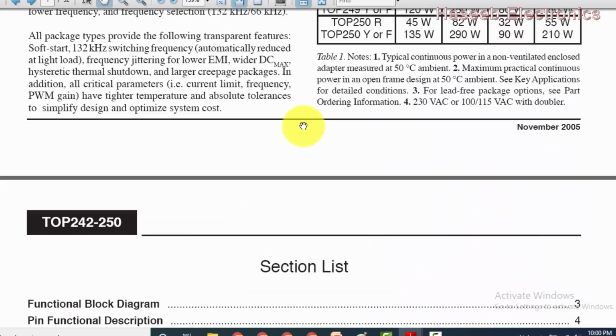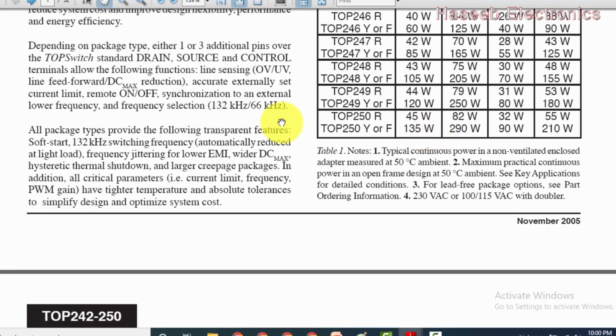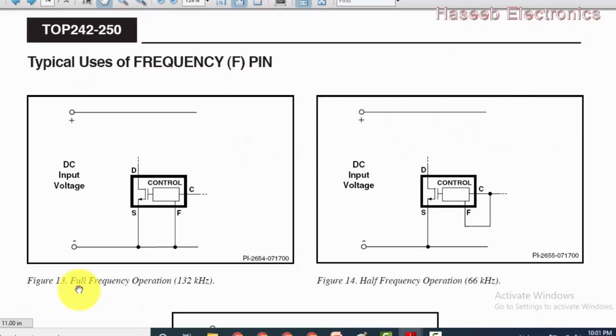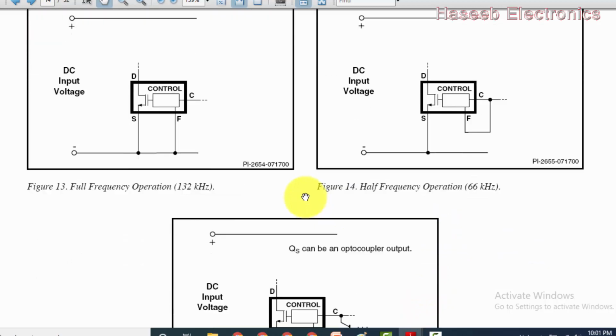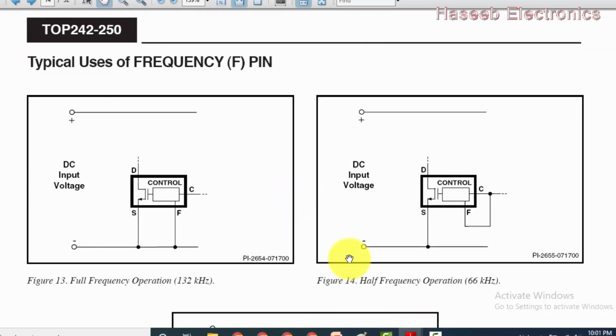It is 132 kHz, but these ICs have an option for 66 kHz. Normally it is working at 132 kHz when the F pin, the frequency pin, is connected to ground. If we connect the frequency pin to the VCC pin or control pin, this IC will go to 66 kHz, half frequency operation. So we can select any option, any IC which is available. The circuit under discussion may be at 100 kHz. So you can select any option to switch to drive the transformer at the required frequency.